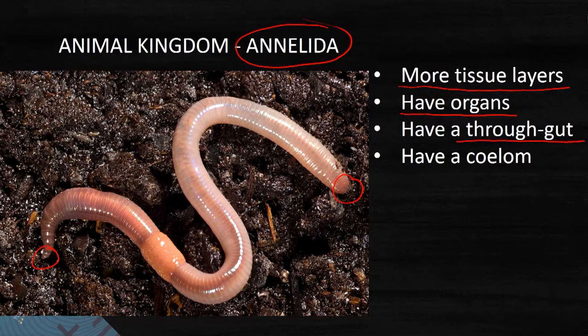Another advantage that the annelids have is they have something called a coelom or a body cavity, which is very useful because it enables the digestive system to function independently of the body wall, plus it gives space for some of these organs to develop.